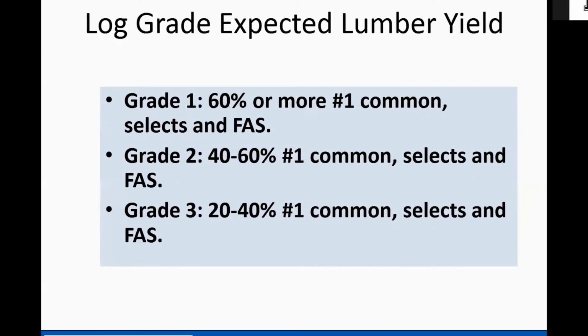And so for a grade 2 log, you should be yielding between 40 and 60% 1 common or better lumber. And for grade 3, you should be yielding between 20 and 40% 1 common or better lumber.